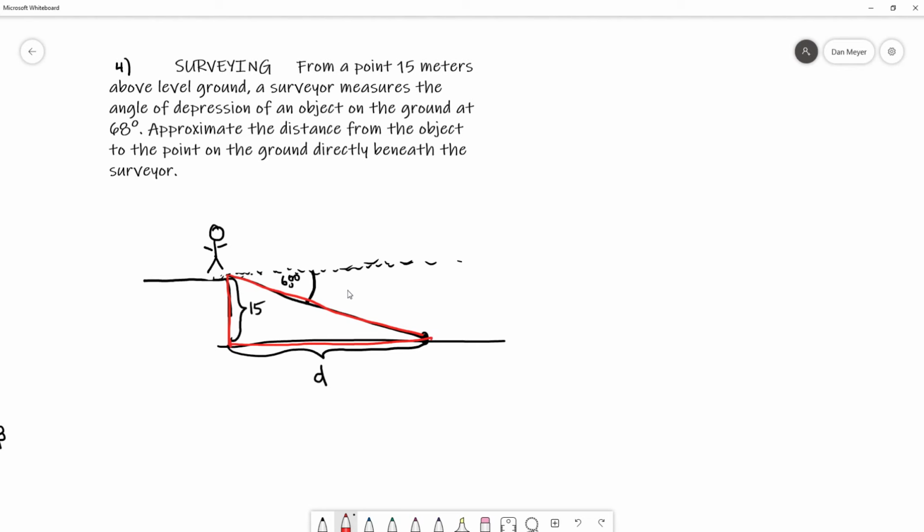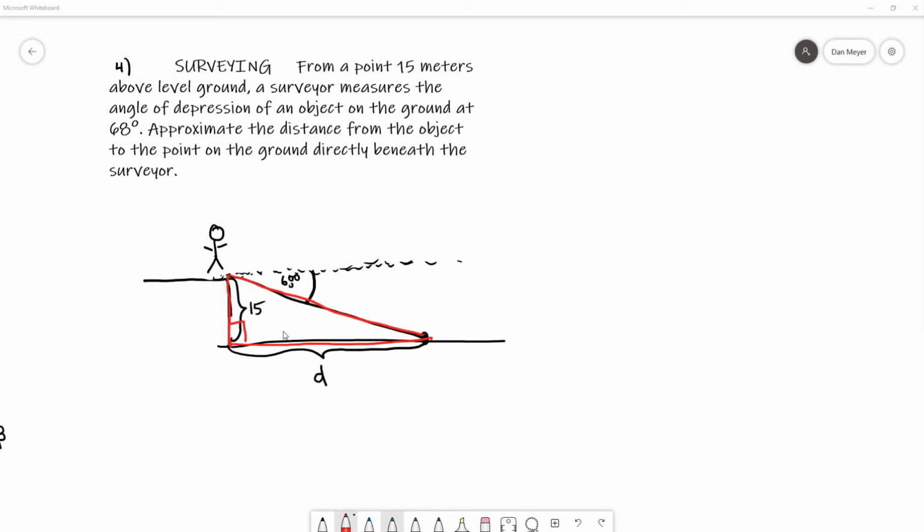Now we have one side length, and we're trying to find the other. We don't know anything about the hypotenuse. By the way, there's the right angle. That's the part about this being level ground. If I go straight down from the observer, then the ground doesn't add any more angle to that. It's a right angle. Go straight down from the observer, then go straight out to the object. It's a right angle.